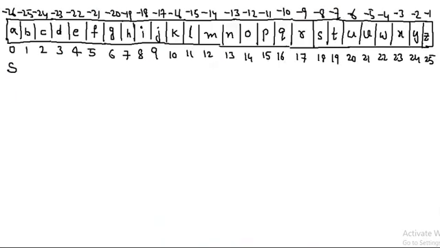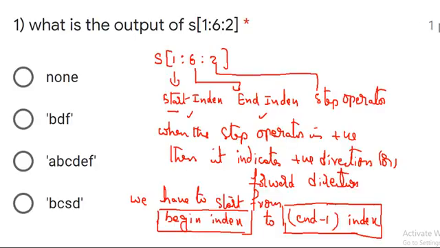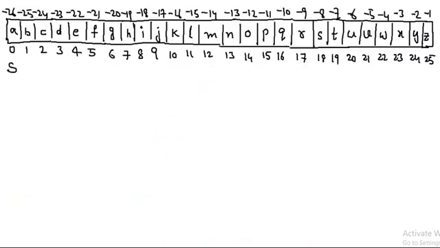So here I am showing the diagrammatic representation of the question. Okay, so what has he asked? He has asked S of 1, 6, 2. So what did he ask? The start index is 1, the end index is 6, and the step value is 2.